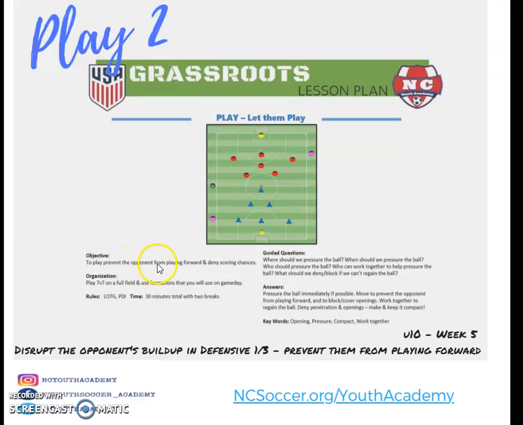Again, we want to prevent them from playing forward. Certainly need to deny scoring chances by getting in and around the ball. Our player actions that we're going to reinforce or focus on are going to be in this half of the field as the other team has the ball approaching our goal. So where should we pressure the ball? When should we pressure? Who should pressure? And then what should we do to deny and block opportunities for them to go forward if we can't win the ball? So we might not be able to win it. What can we do to prevent their attack?